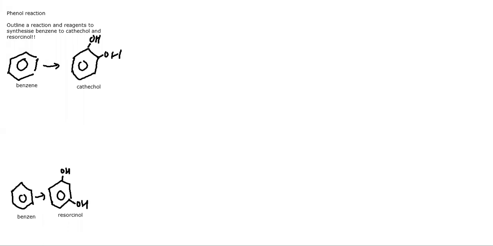Hello, I'm going to share another reaction of phenol. In this case, we have reactions between benzene and several reagents and conditions in order to synthesize catechol. Catechol, as you can see on the screen, has an OH attached at carbon number 1 and carbon number 2. And then we will study how to convert benzene to resorcinol, which has a hydroxyl attached at carbon number 1 and carbon number 3.